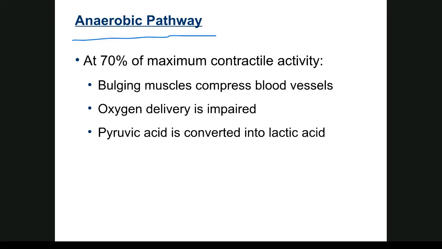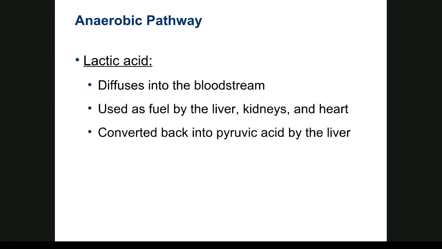Once you get at a very high level of contractility, 70%, the bulging muscles actually compress blood vessels and impair oxygen delivery, and so pyruvic acid in the muscle will be converted into lactic acid and energy is released. So you just break pyruvic acid down into lactic acid. Now, lactic acid will then diffuse into the bloodstream to be used as fuel later. Then it'll be converted back into pyruvic acid in the liver. Now, if you overdo exercise, lactic acid buildup is a specific chemical that makes your muscles sore. So rather than sit around and complain, you need to get up and work that lactic acid out of those muscles.